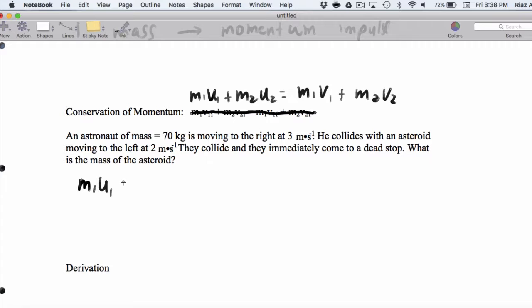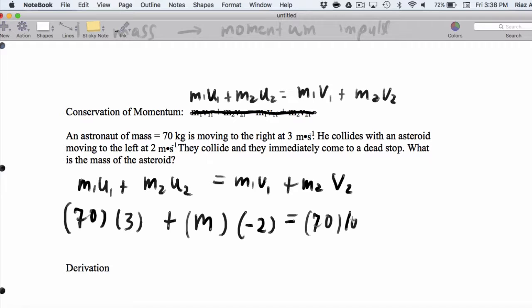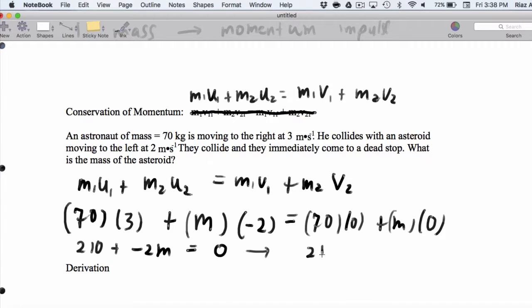So M1U1 plus M2U2 is M1V1 plus M2V2. We've got a 70 kilogram astronaut moving right at 3. We've got this asteroid moving to the left at 2, hence the negative sign. And then they both come to a stop. So this is 210 plus negative 2m equals 0. And now we can isolate: 210 is 2m. So the mass of the asteroid is 105 kilograms. That's an introductory momentum problem.